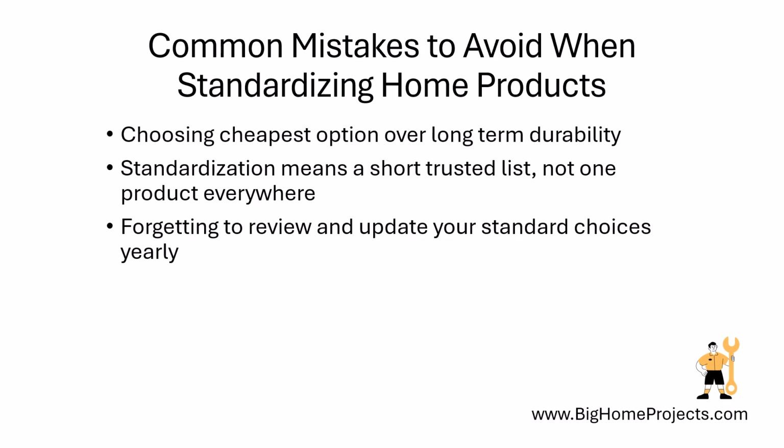One common mistake is choosing the cheapest option just to save money up front, without checking if it will hold up over years of use, so always weigh long-term durability against the initial price. Another misconception is thinking standardization means using the exact same product everywhere no matter what, but really, it means having a short, trusted list you rotate through depending on the specific job. People also forget to revisit their choices every couple of years, since better materials or lower prices can appear, so set a reminder to review your standard list once a year to make sure it still makes sense.